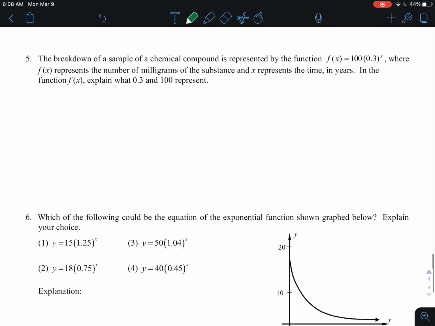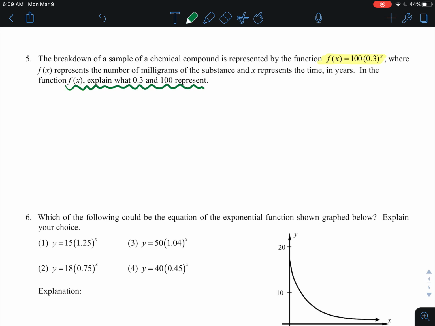Okay. Question number 5 gives us a breakdown of a sample of a chemical compound represented by this function, f of x equals 100 times 0.3 to the x power. F of x is the number of milligrams of this substance, and x is the time in years. They ask us to explain in this function what the 0.3 and the 100 represent.